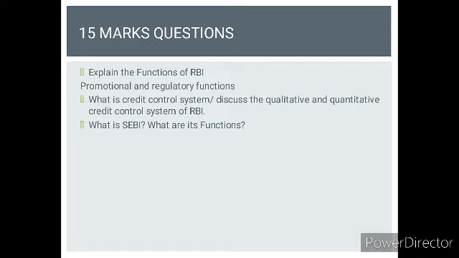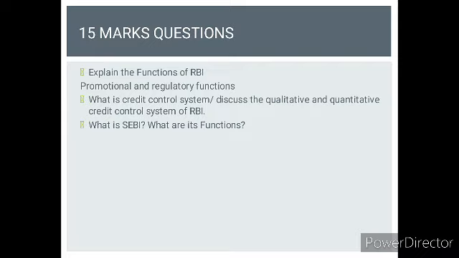Second one: what is the credit control system? Discuss the qualitative and quantitative credit control system. See, credit control systems fall under two categories: quantitative method and qualitative method. Under the quantitative method, we have bank rate policy, open market operation, lending rate policy, repo rate, reverse repo rate. See, these repo rate, reverse repo rate, bank rate are all things which will be asked even for 2 marks. Then qualitative: we have fixation of margin, regulation of consumer credit, direct action, variable portfolio ceilings, and moral suasion. So these are the things.